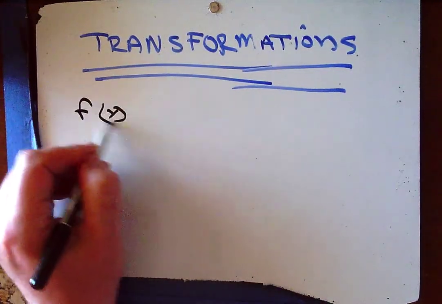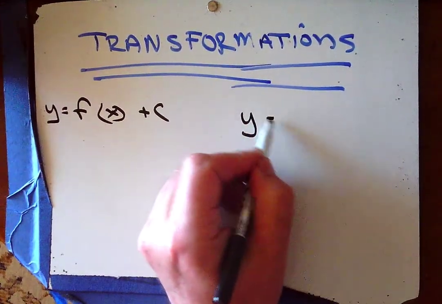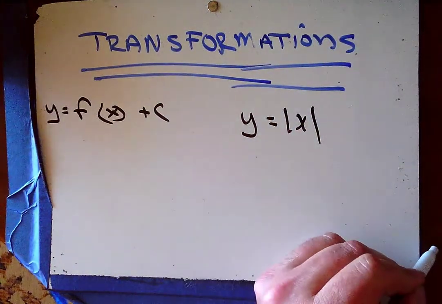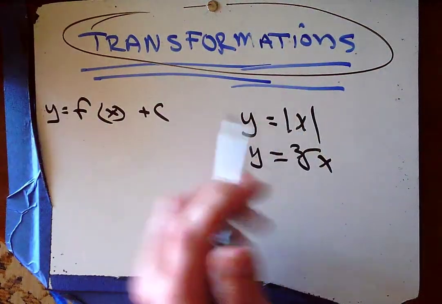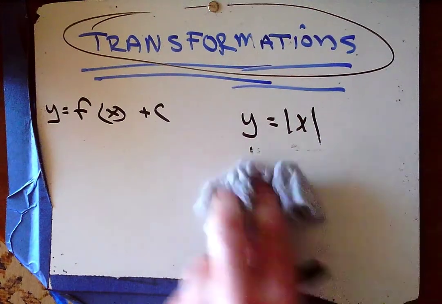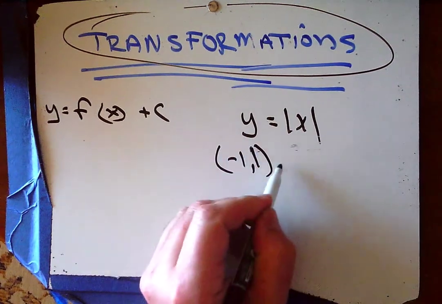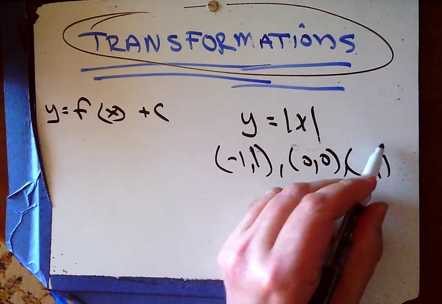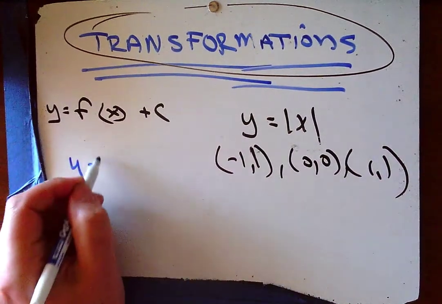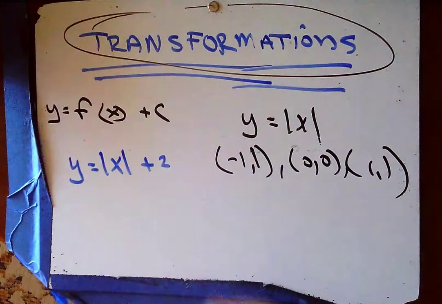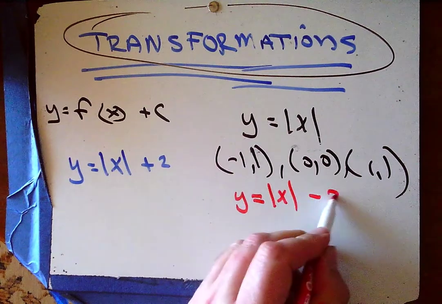The first one is f of x plus c. This notation means we're going to start off with one of our reference graphs, like absolute value of x, but it could just as well be cube root of x. It doesn't matter. We can apply these transformations to any of our reference functions, and we will be. So let's just start off with absolute value of x. We know this has reference points negative 1, 1, 0, 0, and 1, 1. But then we see some sort of transformed version of this, like y equals absolute x plus 2, or y equals absolute x minus 3.